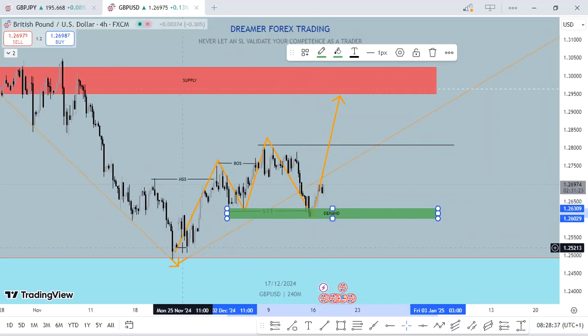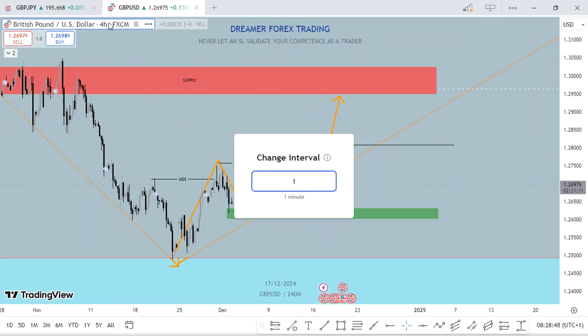Okay, we have a major demand all the way down, but I don't really see any indication as to why price would come back down here. So for now, this is what we'll be working with. Okay, so moving back down to our 1 hour time frame.